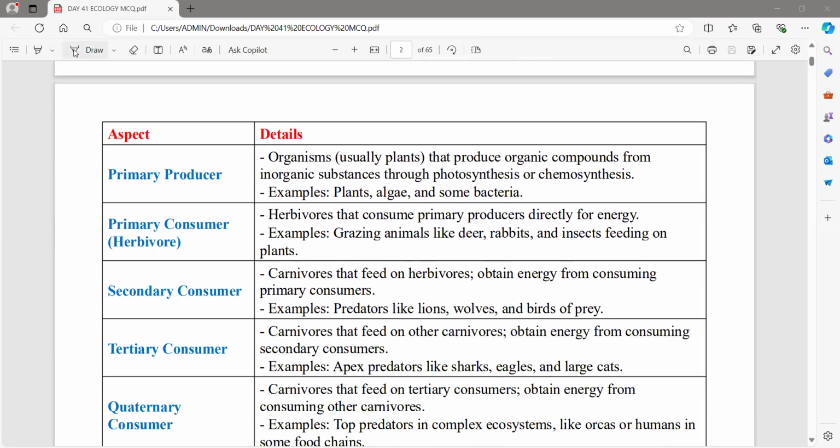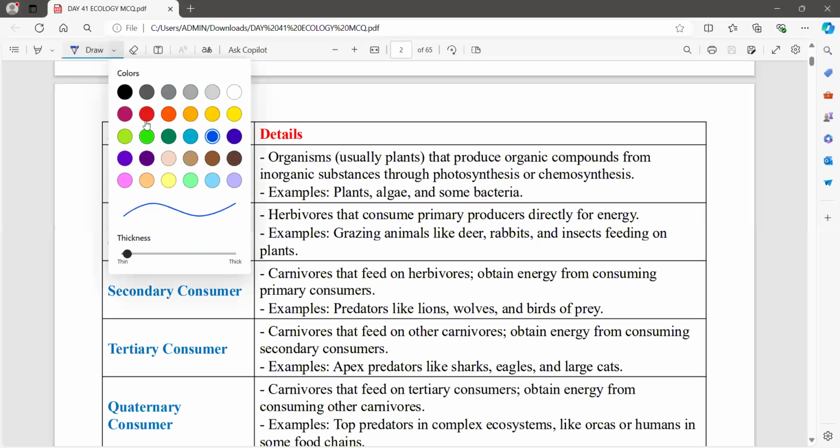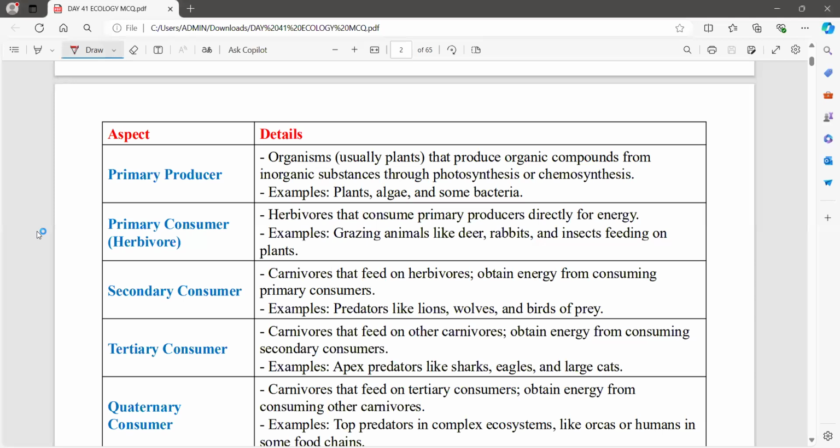In today's class, we are going to discuss some of the trophic levels. This is the most important area when it comes to ecology. So these are all areas where we can find many questions.